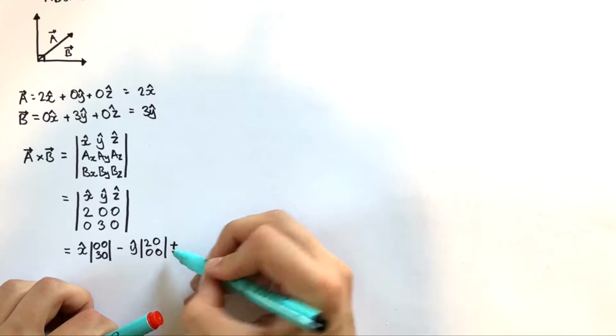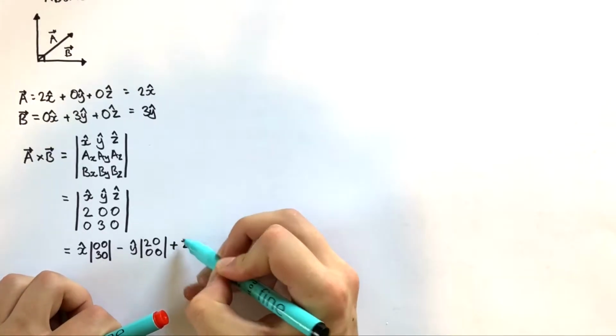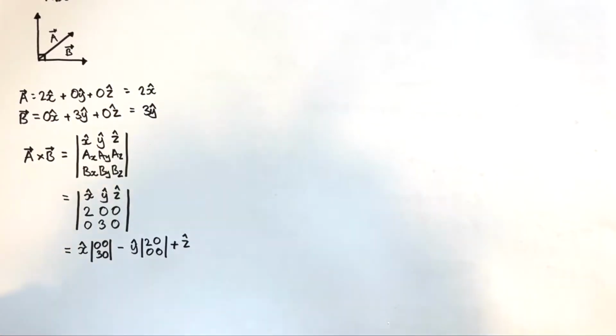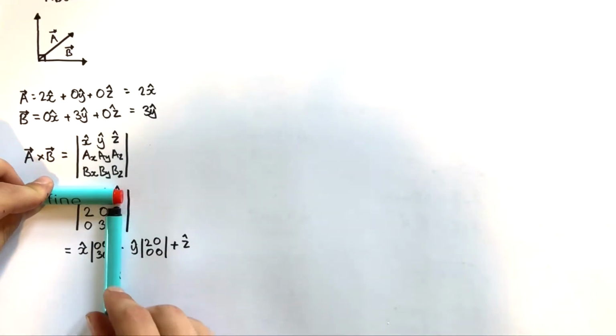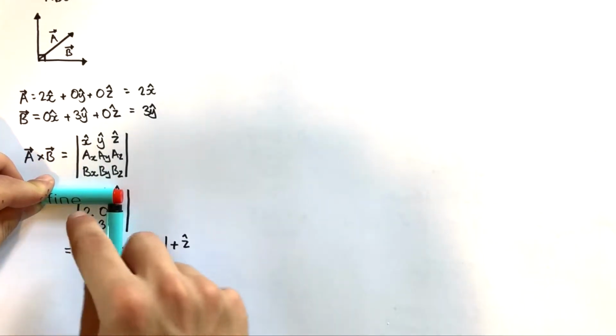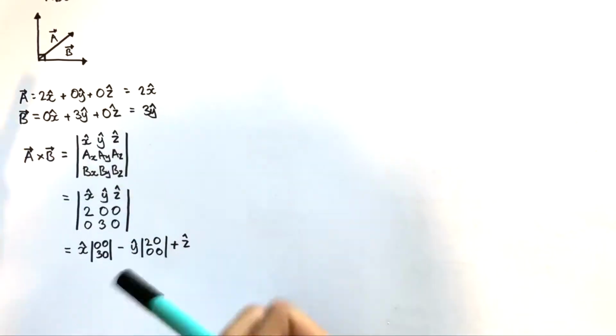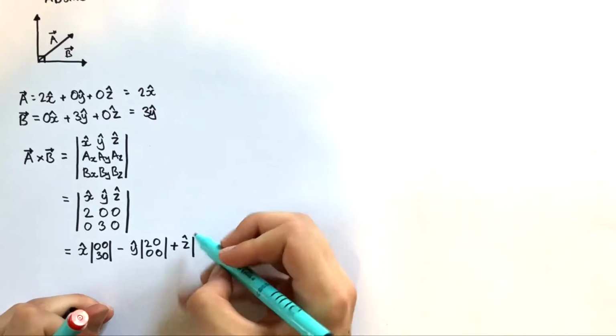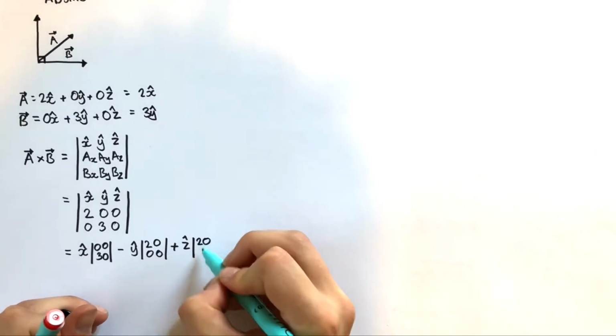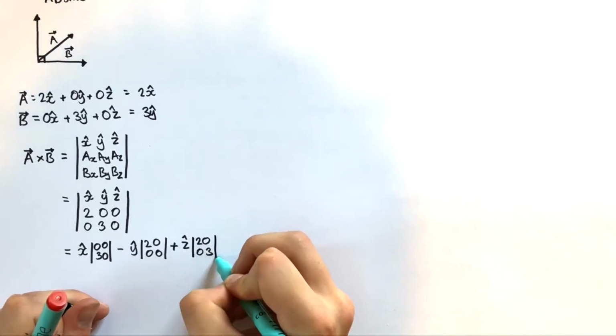And we add the next one, z hat, and then what's the one that's going to be missing? Well, let's delete all of the elements that are in the same row and the same column. 2, 0, 0, 3. So that is our z component of this. So we've got 2, 0, 0, 3.